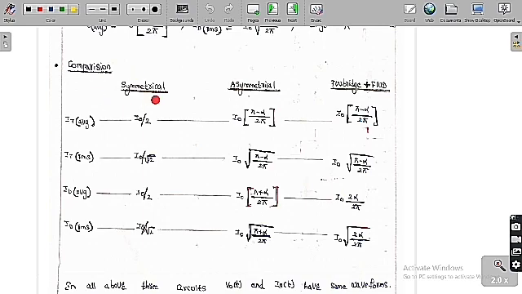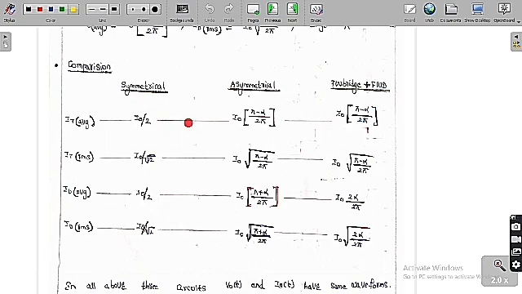Now let us do the comparison of all the semiconductors. In the semiconductors we have learned the first circuit is symmetrical, and in the second circuit we have learned the asymmetrical. In the third circuit we have learned the full wave bridge rectifier plus freewheeling diode. So these are the three circuits that we have learned in the semiconductor concept.